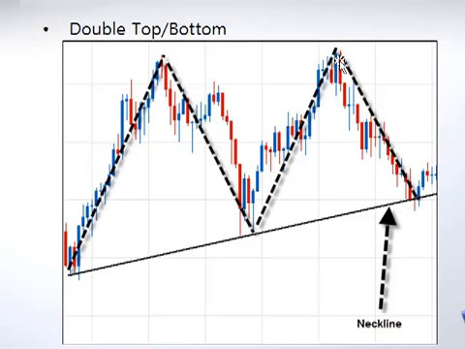What you do is draw a neckline by joining the low points. The low point here, you join, and you form a neckline. So what we do is wait for the price to break downwards, below this neckline, to enter a trade. Later on I shall show you examples of how to trade the symmetrical triangle, double top, double bottom, and the head and shoulders pattern.